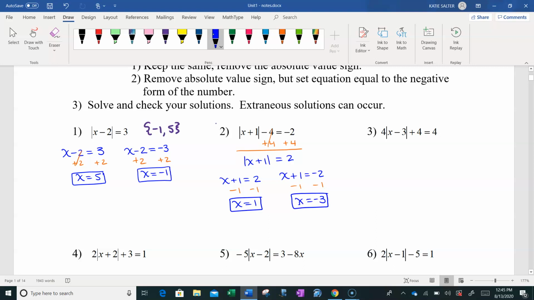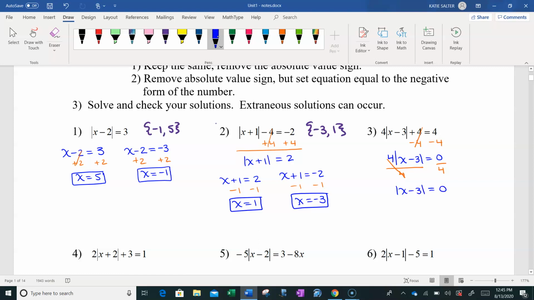All right, so why don't you pause the video and try the third one. Okay, so solving this one, we would subtract 4 from each side first. Remember, when solving equations, we always get rid of addition and subtraction first. So that leaves us with 4 times the absolute value of x minus 3 is equal to 0. We would then divide each side by 4. Never distribute inside an absolute value. Always strip stuff away from it. So that gives us the absolute value of x minus 3 is equal to 0.